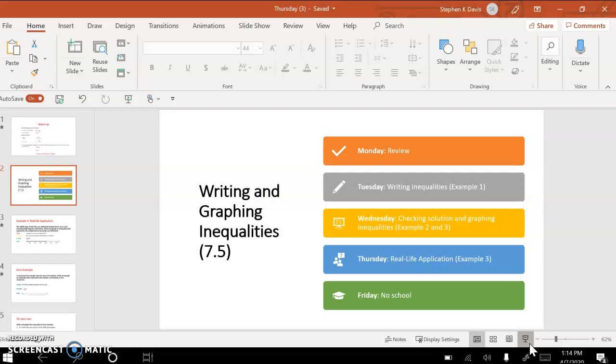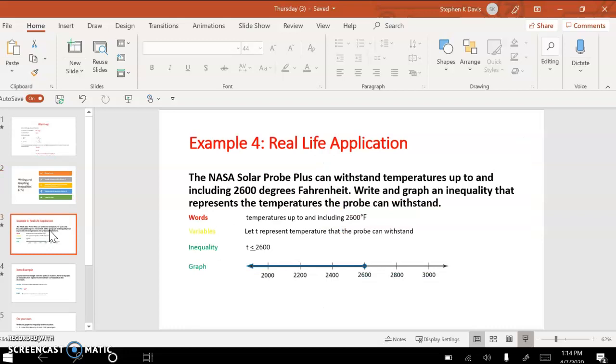Okay, so today we're going to continue with writing and graphing inequalities, but today we're going to be using those in real life application problems. So tying them into real world situations. So let's look at our first example.